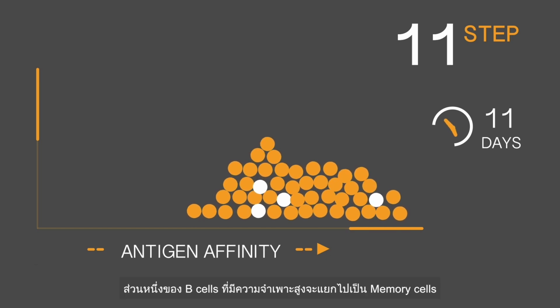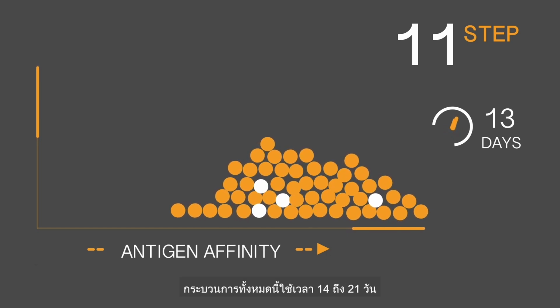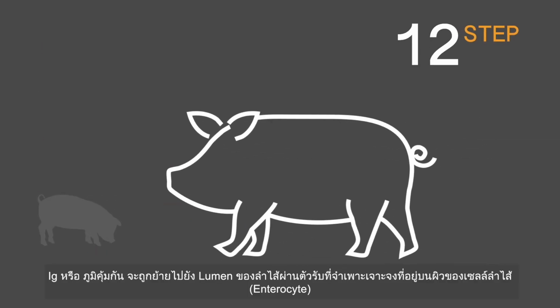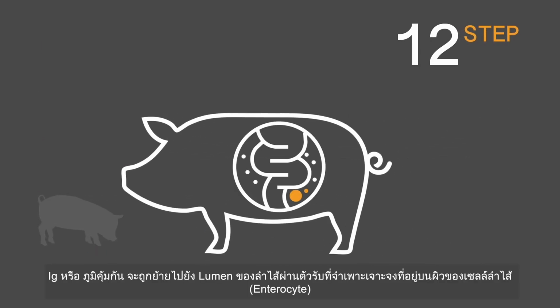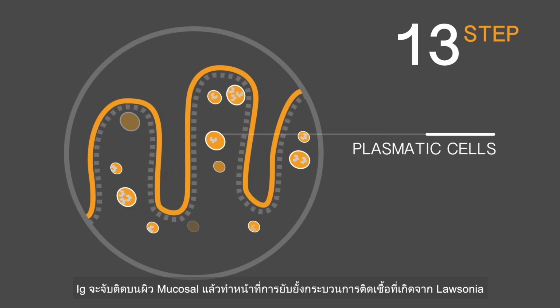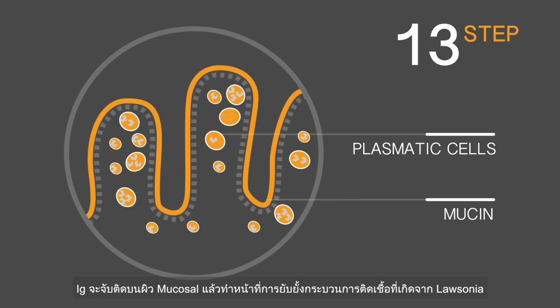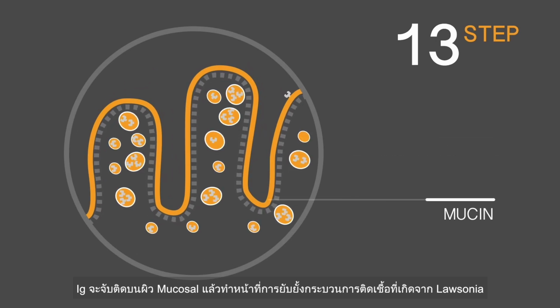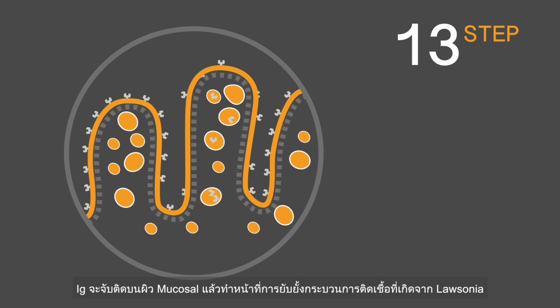A part of the high-affinity B cells will differentiate into memory cells. This whole process takes 14 to 21 days. Immunoglobulins, Igs, are translocated to the intestinal lumen through specialized receptors expressed on the enterocyte membrane. The Igs will become trapped on the mucosal surface by the mucin, and then they will carry out their task, i.e. neutralize the infection process caused by Lawsonia intracellularis.